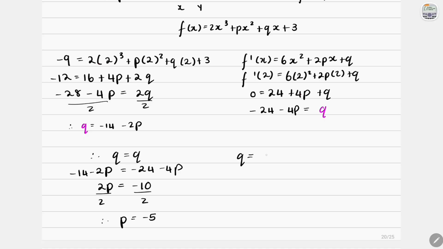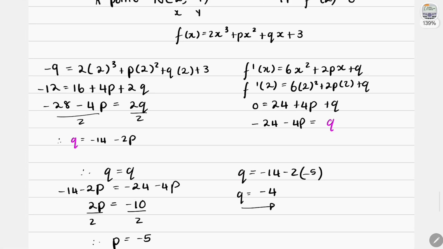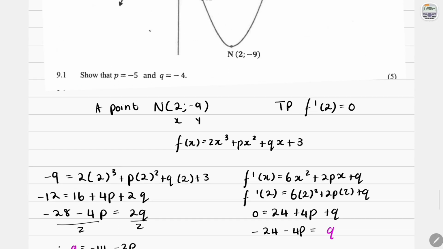And we'll just say q equals negative 14 minus 2. And in place of p, substitute your p value of negative 5. That gives us positive 10. So that's negative 14 plus 10. 10 minus 14 is negative 4. And there we go. So p equals negative 5, while q equals negative 4, just like they said.